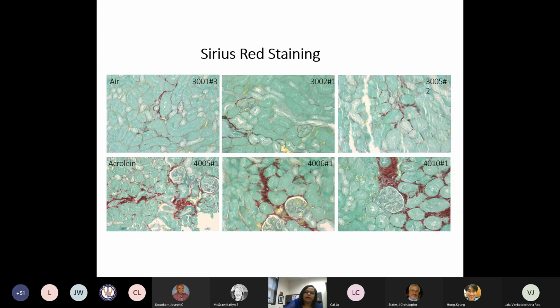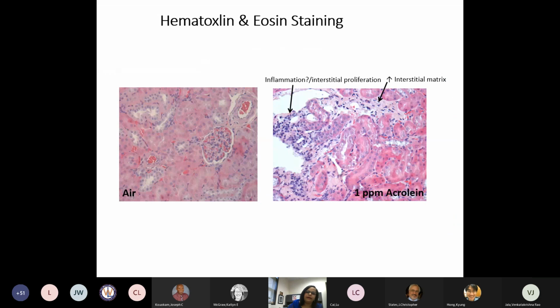Moreover, acrolein treated mice had a significant increase in Sirius red staining as compared to mice that were treated with air. H&E staining also demonstrated some inflammation in acrolein-treated mice, some interstitial proliferation and interstitial matrix deposition, suggestive of activation of renal fibrotic pathways.